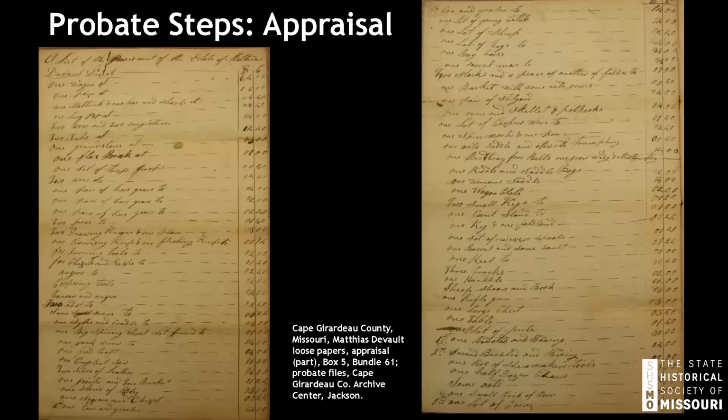And here's part of the appraisal. Matthias DeVault had quite a large estate for a farmer of the time, and so lots of things to appraise and inventory. By the way, the inventory listing would look very similar to this, except no values assigned.